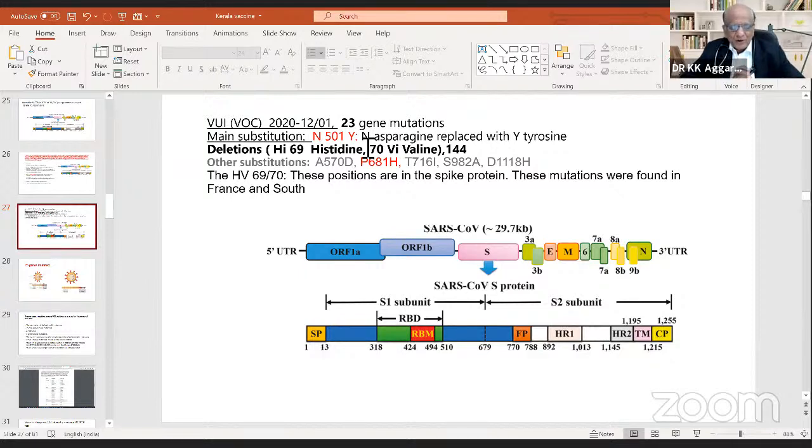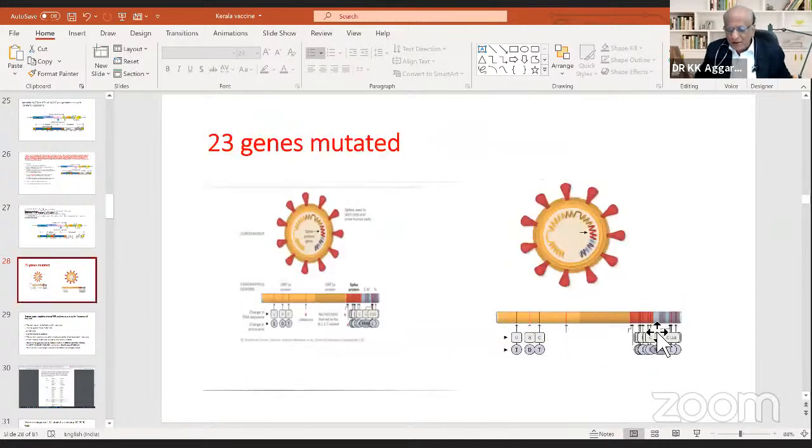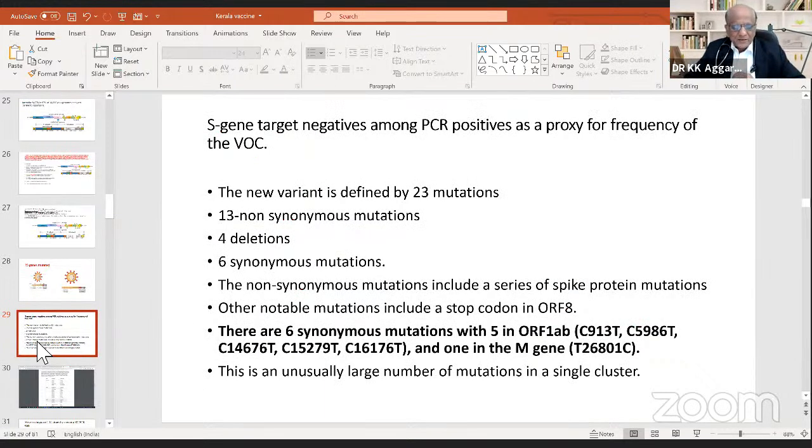Then there was a deletion of 69-70, which came from cluster 5 of Denmark. And then 681 came from the Nigeria one. So all of them make a UK virus with 23 different mutations. These three are important. All 20 are also important, but these three became important. You can see mutations on the right side. Everywhere there are mutations.